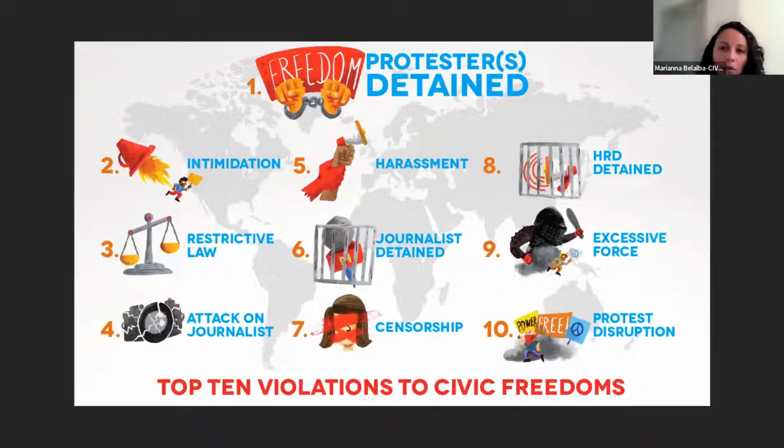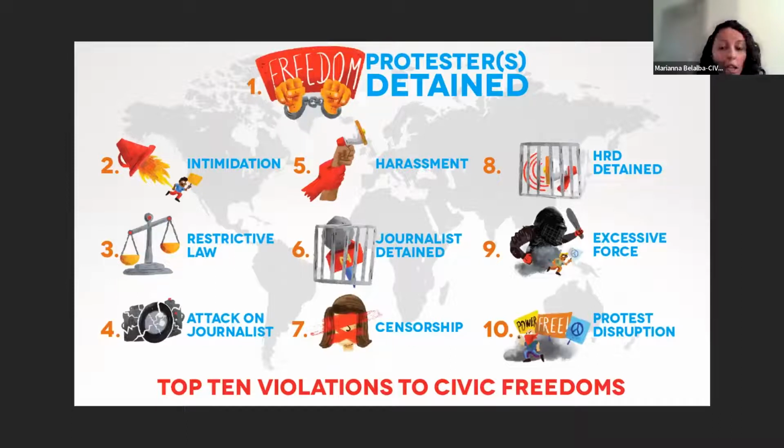One of the types of legislation that we have seen being passed is legislation aimed to tackle disinformation, but what we have seen more often is that it's overly broad and basically being used to just shut down criticism or censor people who want to speak out.